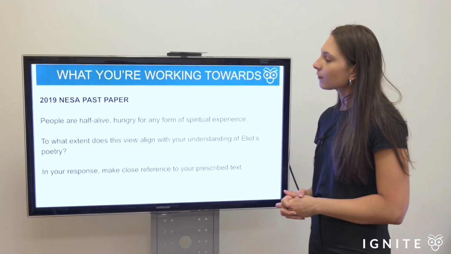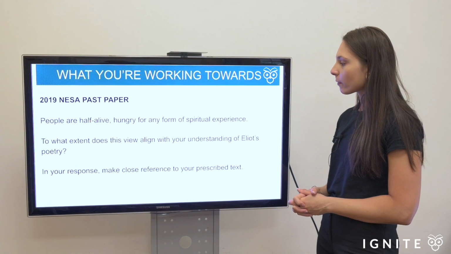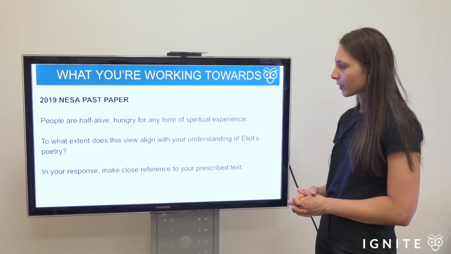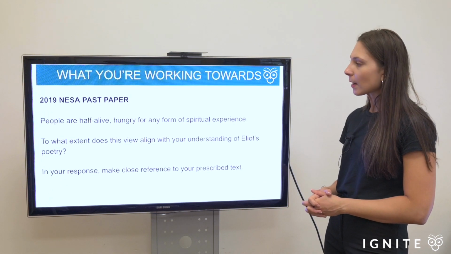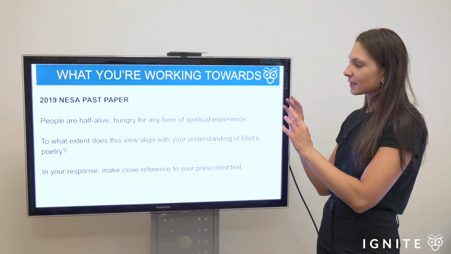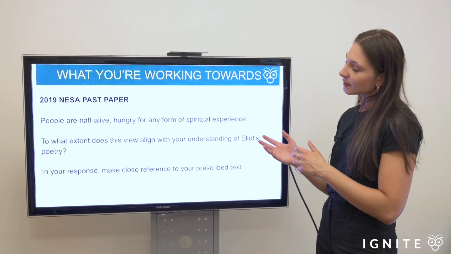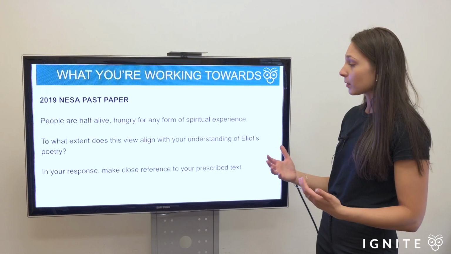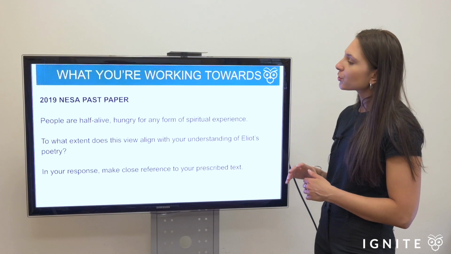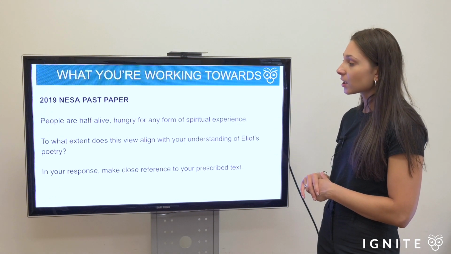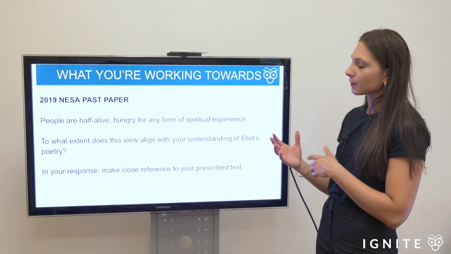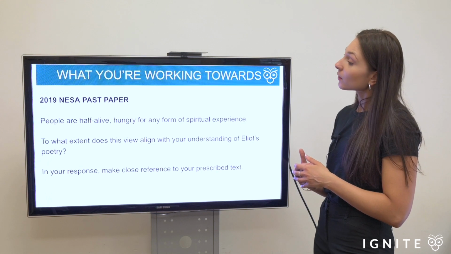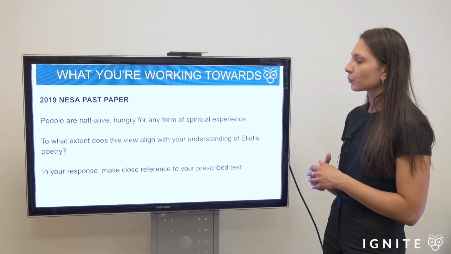It reads, "People are half alive, hungry for any form of spiritual experience. To what extent does this view align with your understanding of Eliot's poetry?" So we know that questions might give us a critical interpretation or a stance on Eliot's poetry, or in this case it's a removed statement describing how we could actually view the personas in Eliot's poetry. And it's introducing some of the themes that lie at the heart of Eliot's work, that people are disillusioned, there's a sense of existentialism that describes their mindset, and that they're looking for some sense of spiritual renewal.